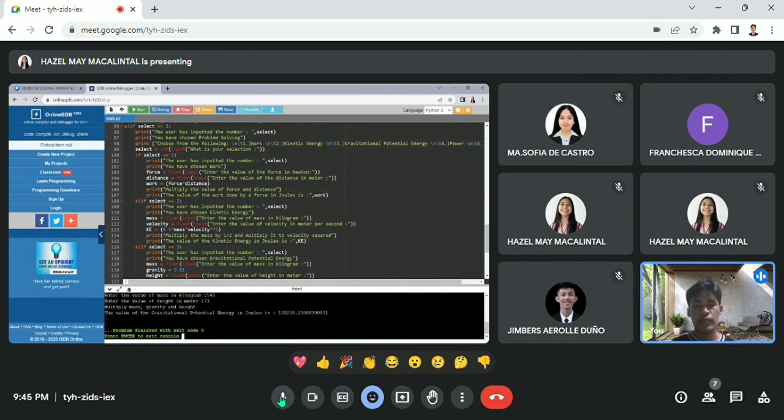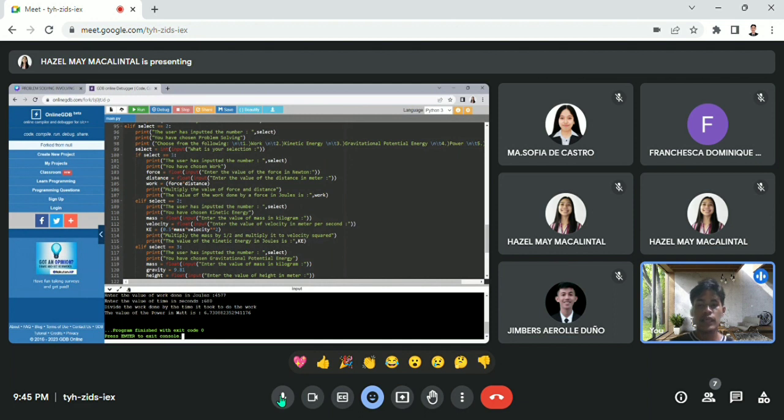Now in selection 4, of course, you have chosen the power. So you only need to input the value of work done in joules, then enter the value of time in seconds. Then the output is expected to divide the work done by the time it took to do the work. Then you will come up with the value of power in watt.